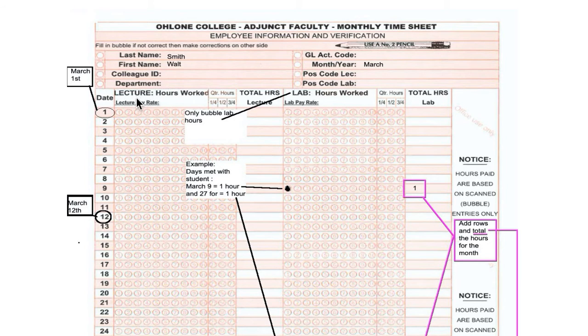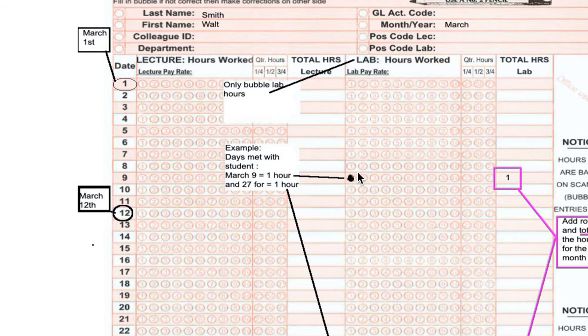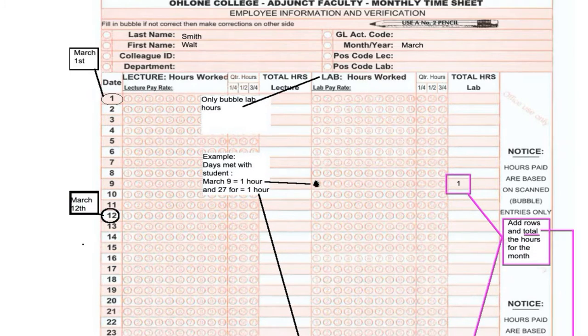So if you met them on March 1st or March 12th, you want to choose the date. And you notice it says lecture. You want to walk right over to the lab area. You're a lab instructor, so you're going to bubble the number of hours in. I know it's not very clear, so let's zoom in a little bit. These bubbles have 1, 2, 3, 4, as far as how many hours you met the student for. There's not a half, so I usually have you write a half here.